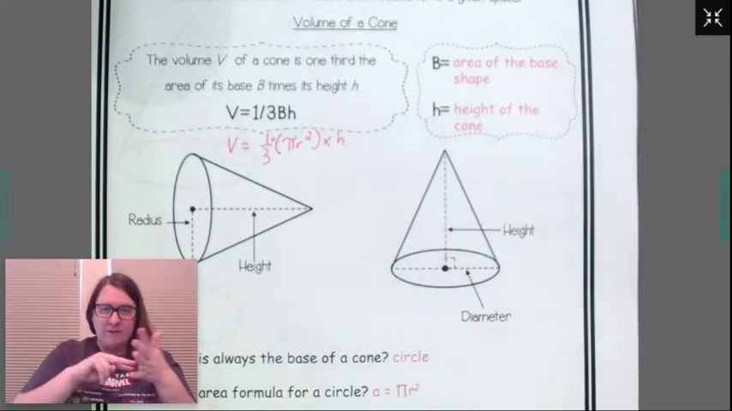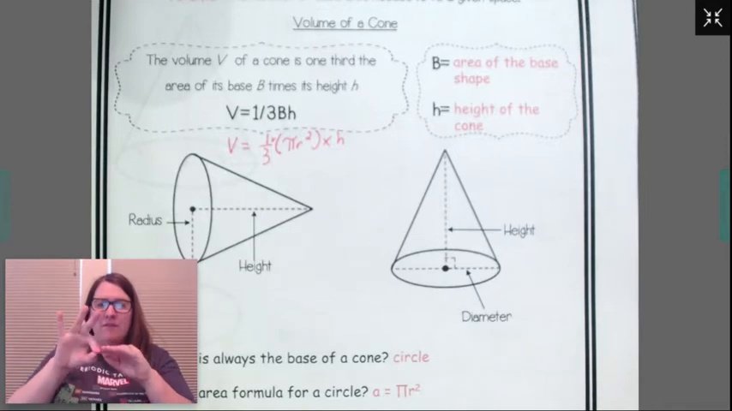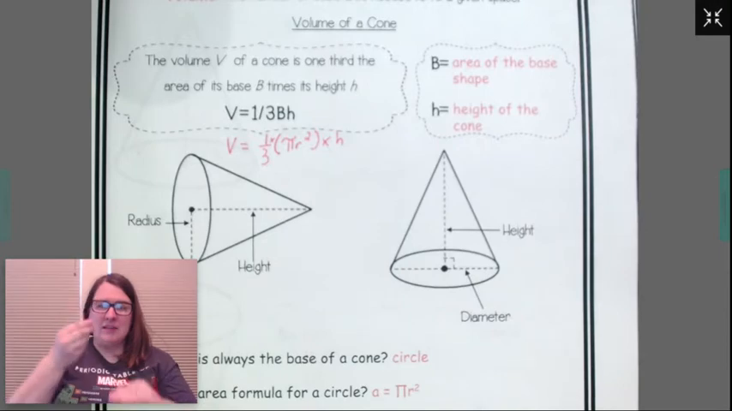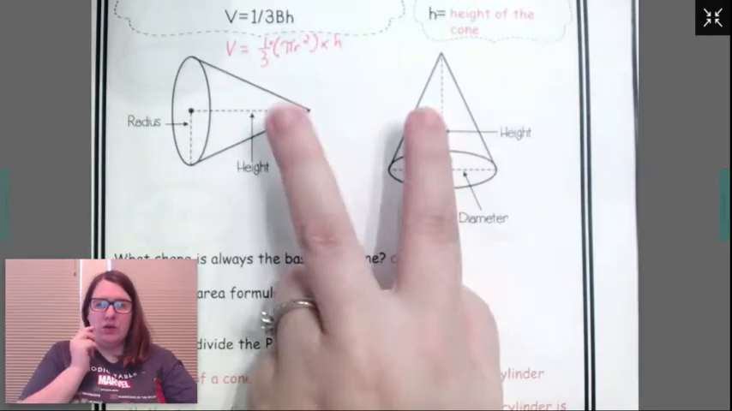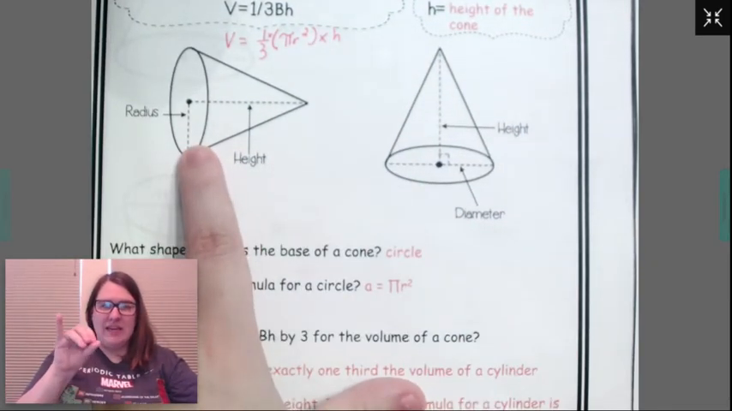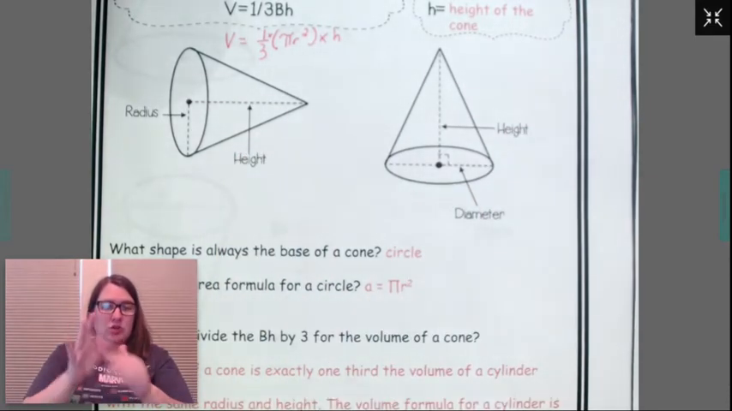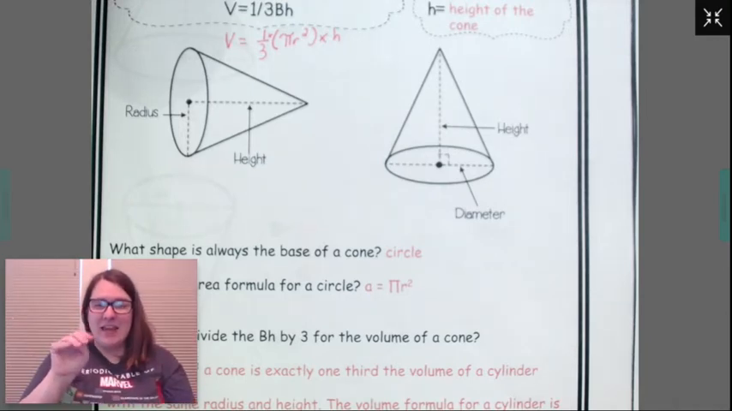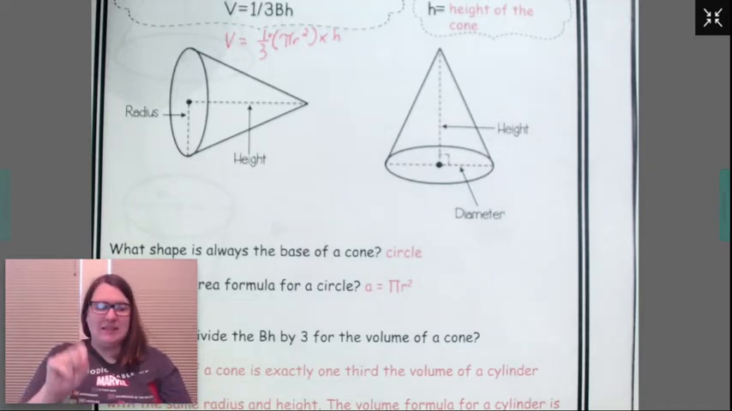Now, over here it's defined. B means the area of the base shape, and h is the height of the cone. So here are two pictures. You can see we need the radius, the height, and then there it shows you again, and they may give us the diameter, which we don't need the whole thing, just half, the radius.